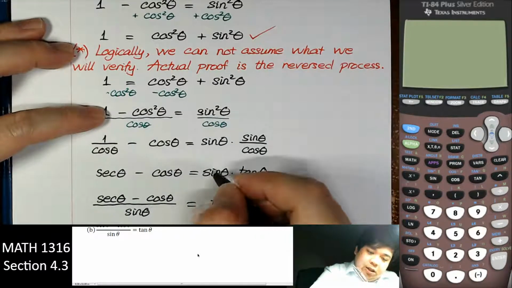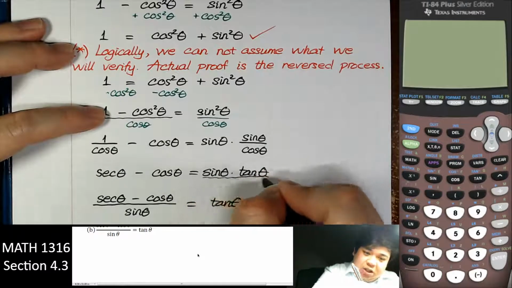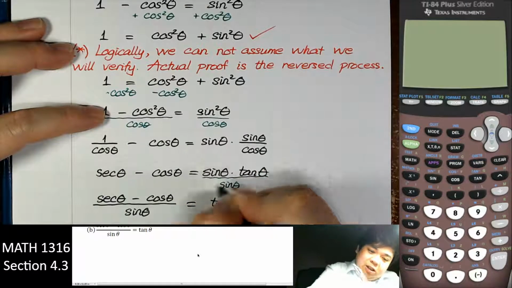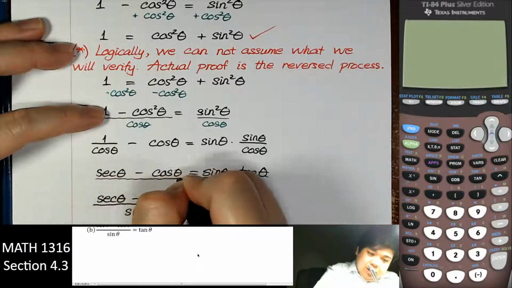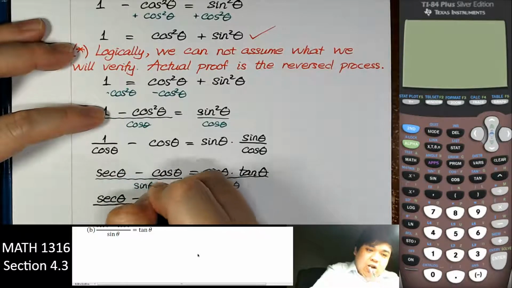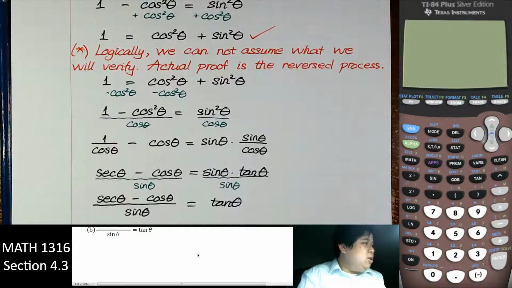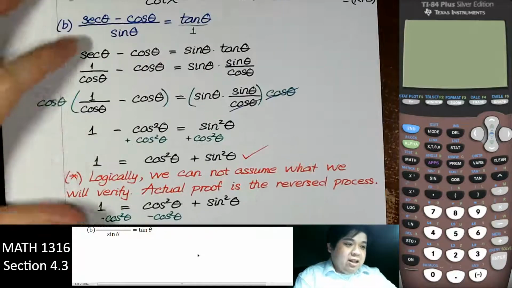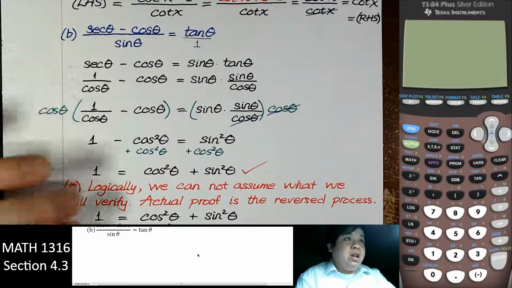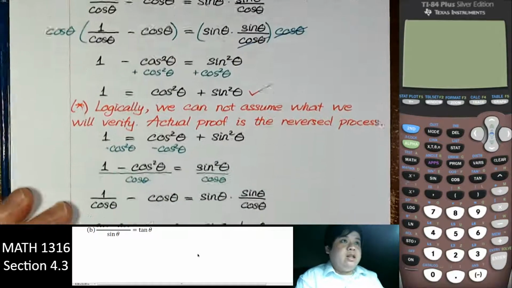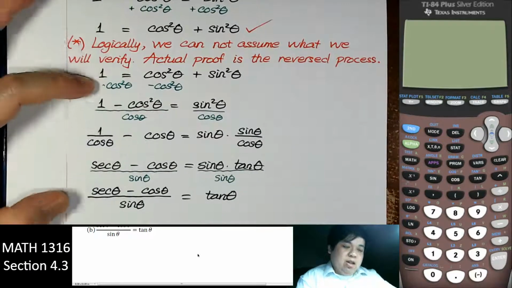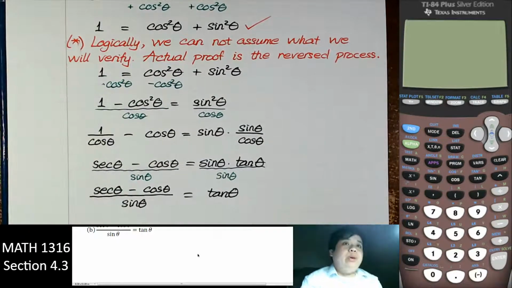Meaning that we just divide by sine on both sides. So the proof, like I said, is not this process, it is the reverse of the process. And since this is true, the last one is true. And so that is the proof.